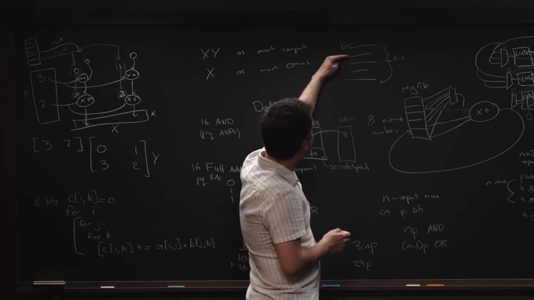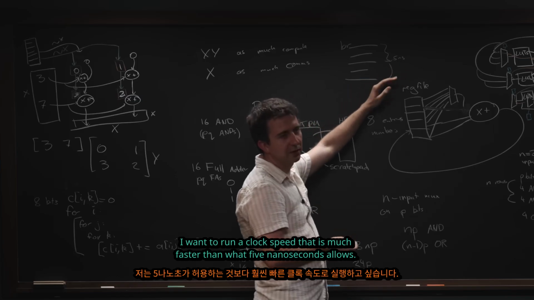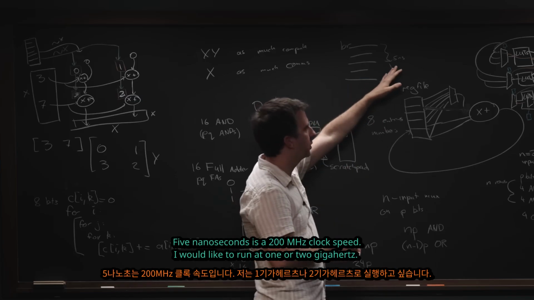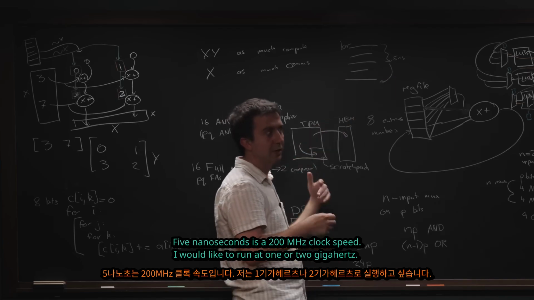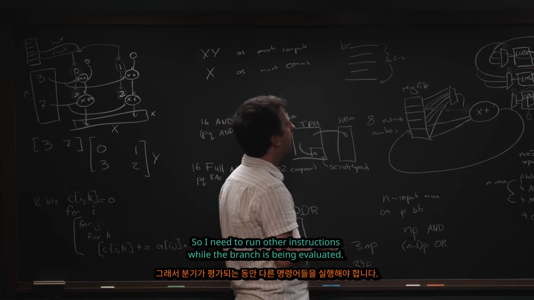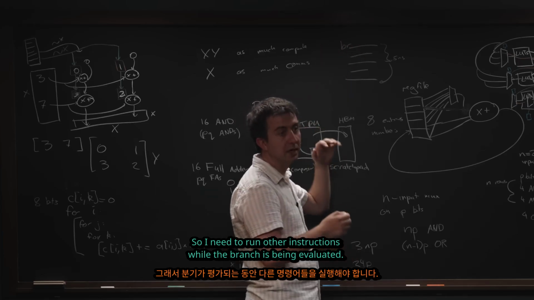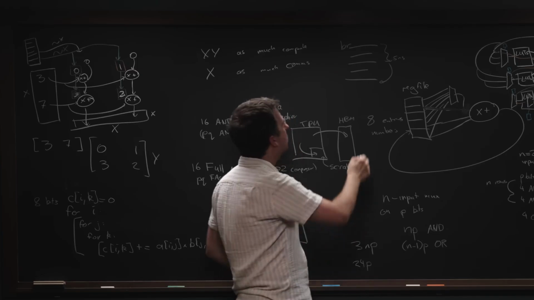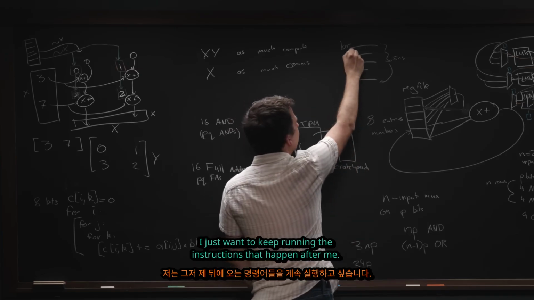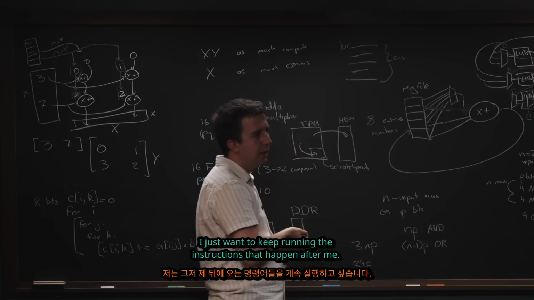I want to run a clock speed that is much faster than what 5 nanoseconds allows. 5 nanoseconds is 200 megahertz clock speed. I would like to run at 1 or 2 gigahertz or something like that. And so I need to run other instructions while the branch is being evaluated. I really just want to keep running the following instructions that happen after me.